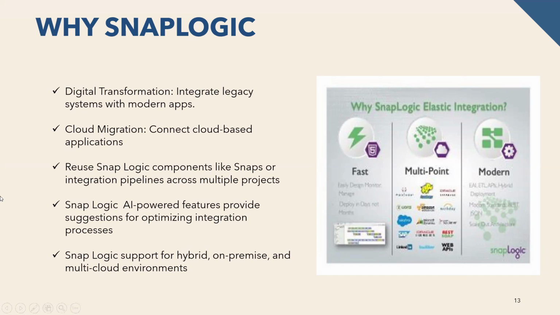In SnapLogic, we have the concept of reusability. We have components called snaps and integration pipelines. Once you create the snaps in the pipelines, they can be used across multiple projects. Also, SnapLogic has an AI-powered feature, which provides suggestions for optimizing the integration processes. And by using SnapLogic, we can integrate both hybrid and on-premises applications, and even multi-cloud environments.